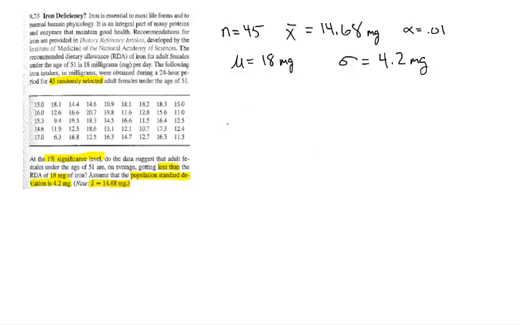So we have a hypothesis test, so we're going to need to find our null hypothesis and our alternative hypothesis. So H0 and H1. And I like to start with my alternative hypothesis because which-tailed test is told in the problem. So it was getting less than the RDA, so that means we're going to have a left-tailed test. So we're going to have mu is less than 18. And for our null hypothesis, we're going to have mu is greater than or equal to 18.